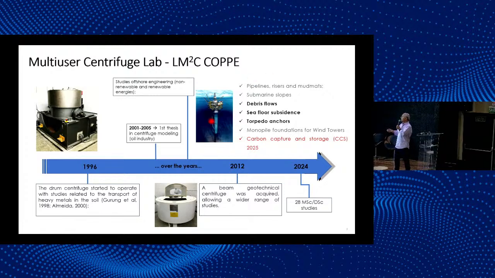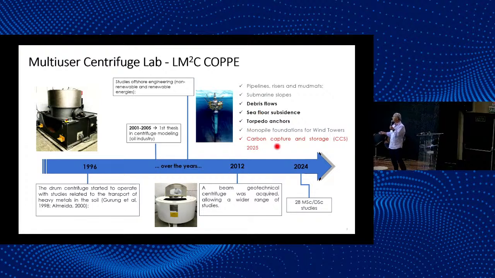These three in bold are the three projects we have nowadays underway. It involves debris flows, submarine debris flow, seafloor subsidence, torpedo anchors, which I'm going to talk about today, and also monopile foundations for the wind towers. These are the two topics.